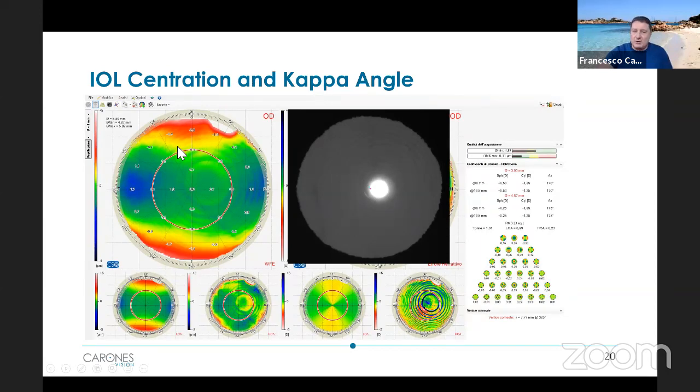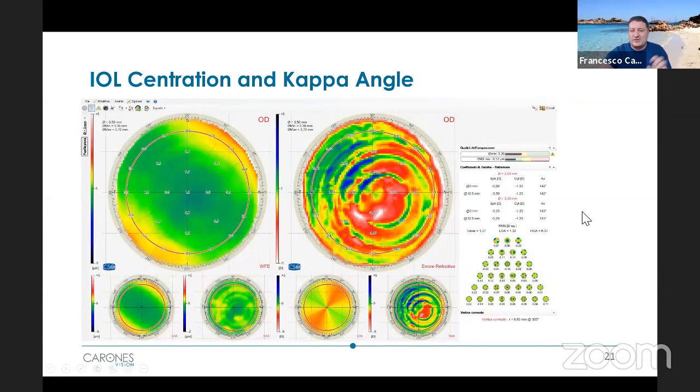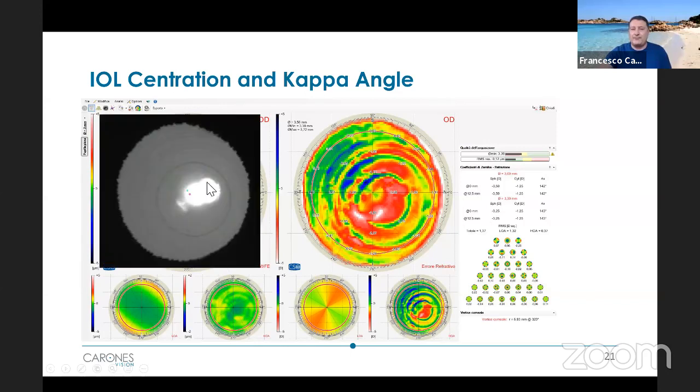So this lens looks decentered, but due to the larger kappa angle that this eye has, actually the lens is centered. And this is another example of the same situation. The lens looks decentered in this direction, but again, if you compare to where the center of the kappa angle is, so the first Purkinje image, you see that the decentration is not as wide as it looks if you just compare to the center of the pupil.